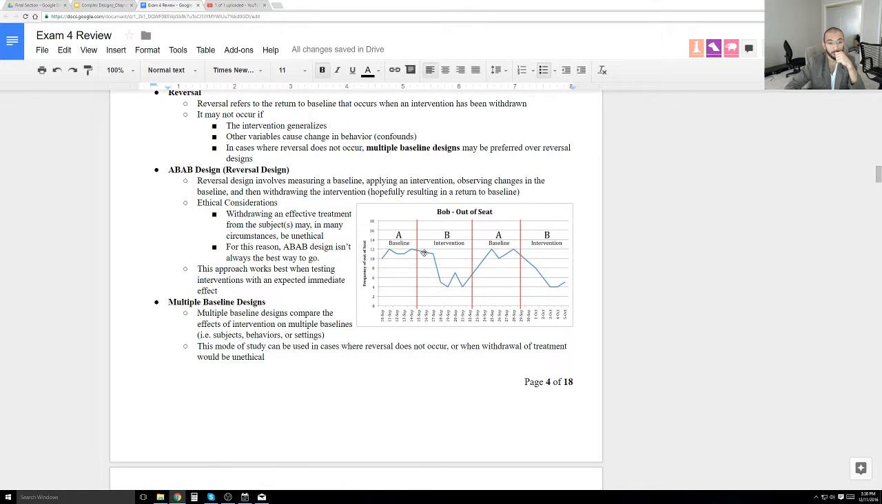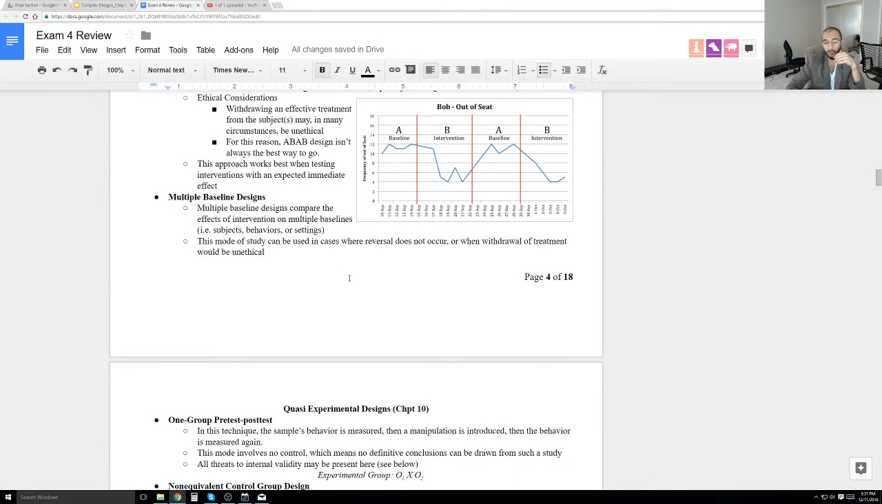But this approach does work well when testing interventions with an expected immediate effect. So I might want to measure the effect of punching someone in the face, so I can look at them before they're punched in the face, then punch them in the face, and then withdraw the punching and see that they go back to a normal behavior. So something drastic, something that we expect to have a serious impact, would be a good candidate for reversal design.